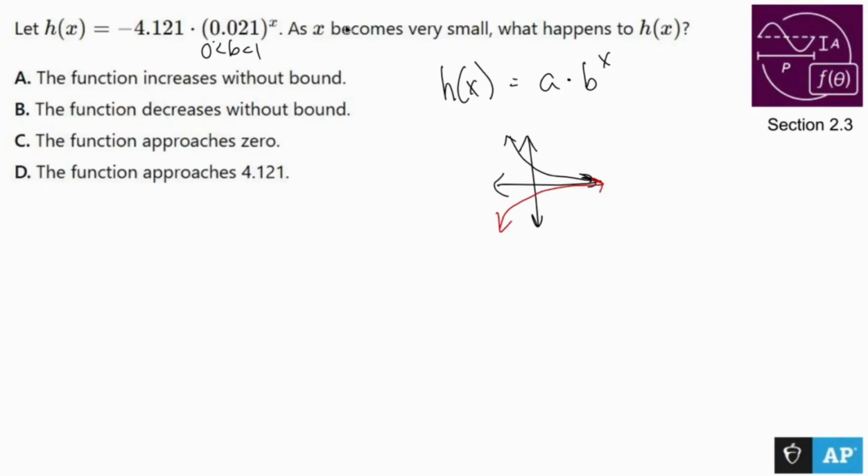I care about what happens as x becomes very small. That's fancy talk for saying the limit as x approaches negative infinity of h of x. Which means as I move to the left, my arrow is going downward, which means it's going towards negative infinity, and that's fancy talk for decreases without bound. B for bound, and B for correct, which is actually a C, but the answer is B.